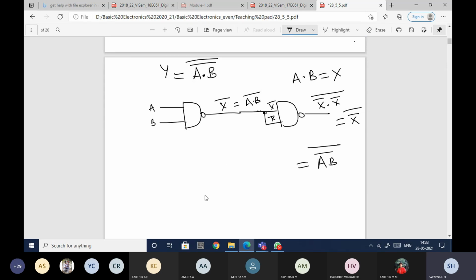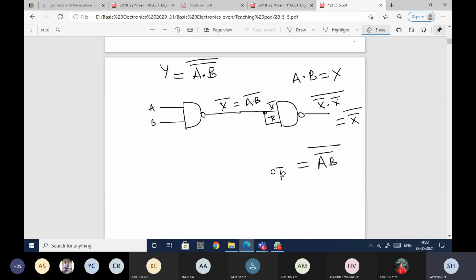So, blindly, whenever you want to use a NOT gate, take both the inputs, the common input, and give it to a NAND gate. So it will act as a NOT gate. This entire connection will act as a NOT gate. Is it clear?